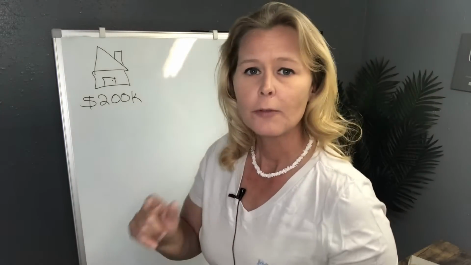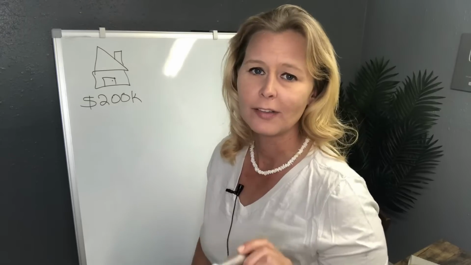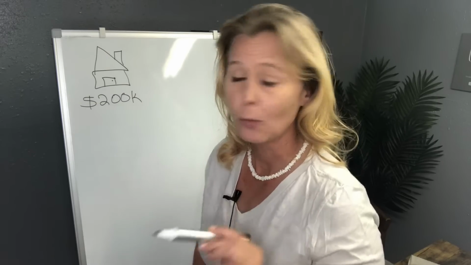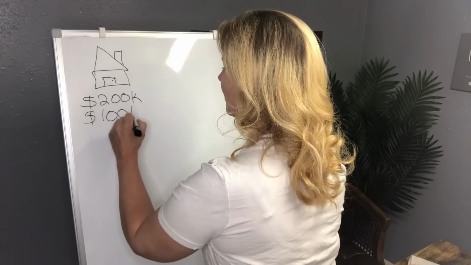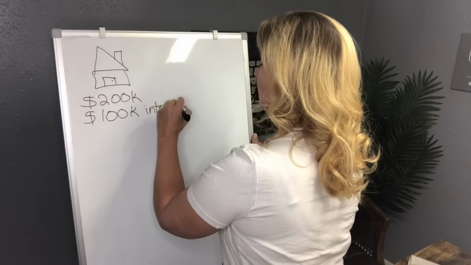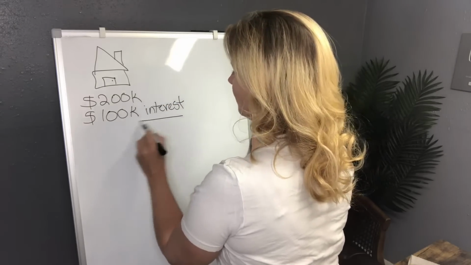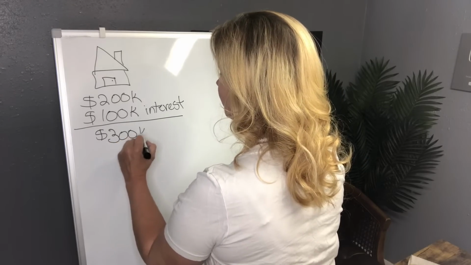But anyway, if you take a look at your amortization schedule, I know I said that wrong, but I have a really hard time saying that word. You are actually paying over $100,000 in interest on your house. So thus making your $200,000 house a $300,000 house.